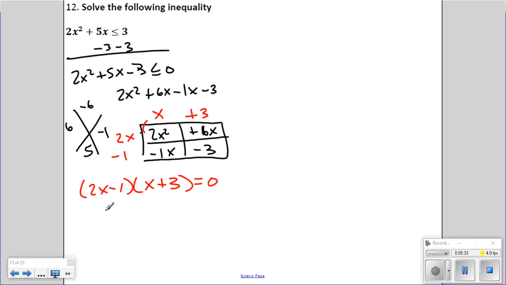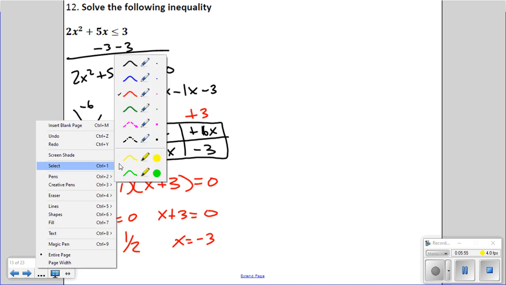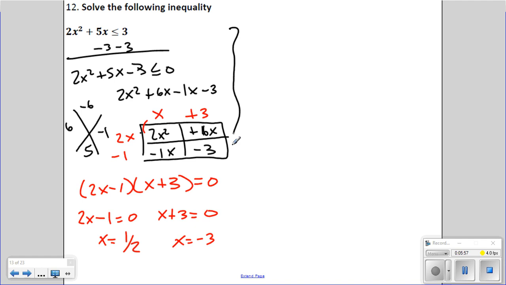I still have to set them equal to 0 to find the x values, or the roots. On the first root, x is equal to positive 1 over 2. On the second one, x is going to equal negative 3. Now that I know my roots, since there's only one variable, and that's x, I'm going to use a number line. So I put negative 3 first, and then 1/2.